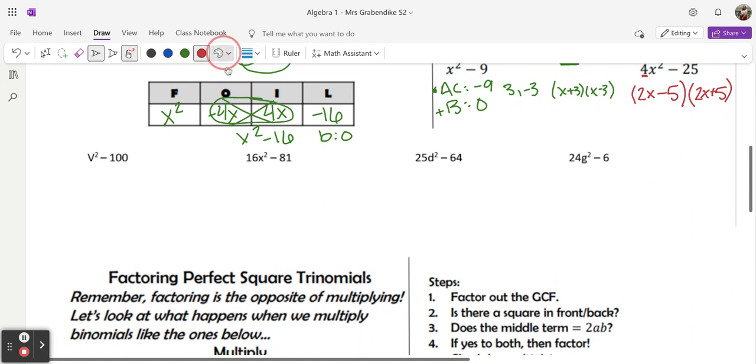So I'm just going to do a couple of these examples because I think you'll get the hang of it pretty quickly. So I'm going to do the trick for this one. So I recognize that v squared is a perfect square and so is 100. So I know that I have v minus 10, v plus 10. Let's jump to this one, or let's do this one.